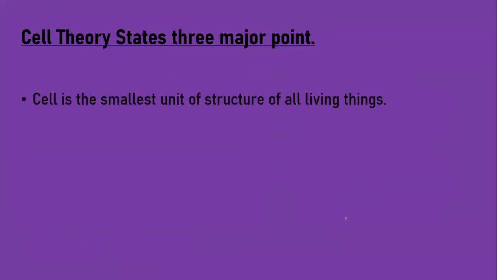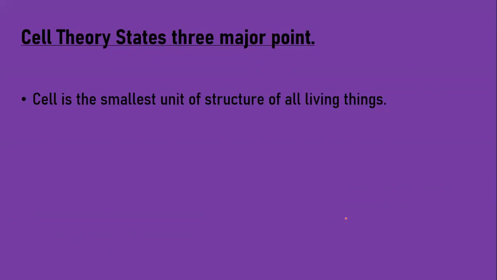Now, here we will see the cell theory states three major points. From the three scientists, the first scientist told that the cell performs all the basic functions of life. Then another scientist, the German zoologist, is saying that yes, it is the basic structural and functional unit of life. And then Rudolf Virchow told us that all new cells arise from pre-existing cells. So the cell is the smallest unit of structure.